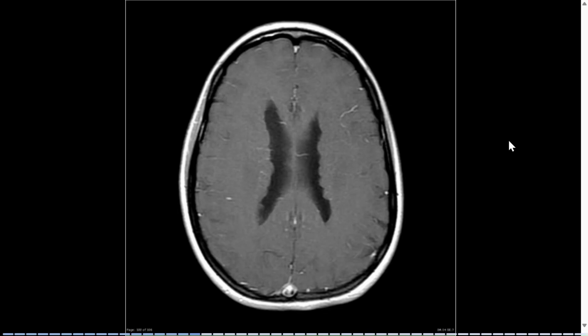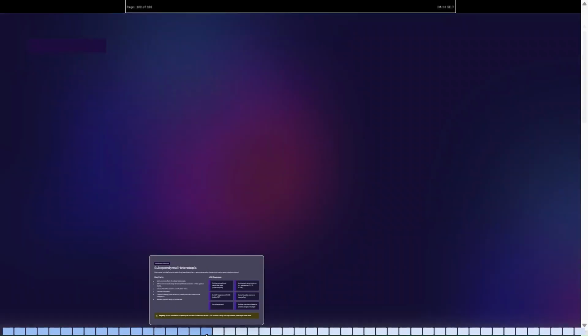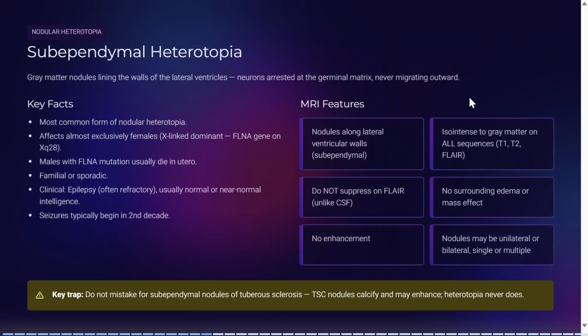And what we are seeing is that gray matter nodules are lining the walls of the lateral ventricles. Neurons are arrested at the germinal matrix and they couldn't migrate outward. This is the most common form, and this is almost exclusively in females. And if it happens in males, they mostly die in utero. And it presents with epilepsy and near normal or normal intelligence, and seizures typically begin in the second decade.